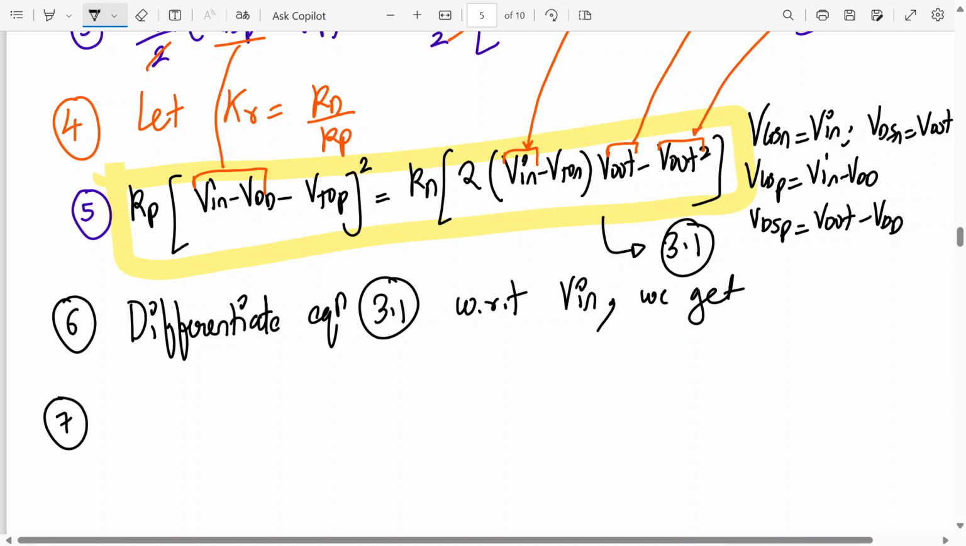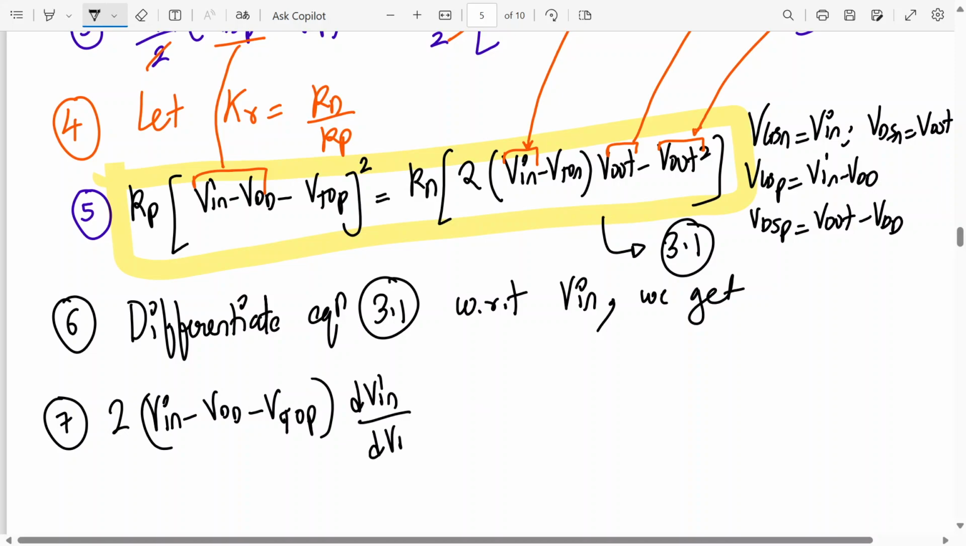We have to differentiate this 3.1. What do we get in the first term? It's twice dV in by dV in. Delta V out term is not there, V out term is not there, so it will be twice. Differentiation of x square is 2x. We have not written the kr term, so kr term will come over here: kn by kp. So twice (VDD minus VTOP) dV in by dV in.